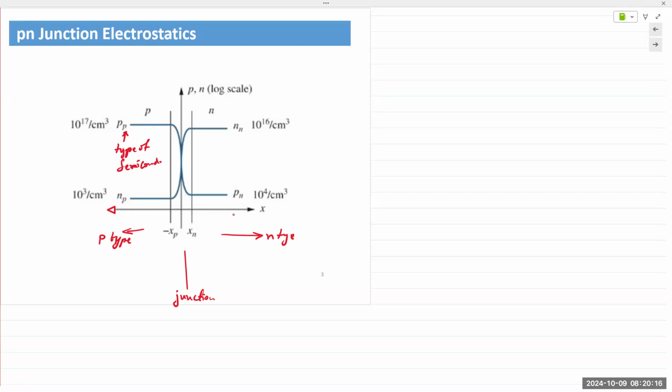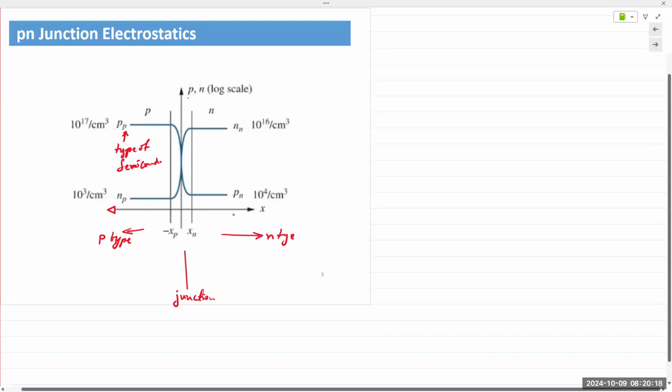And again, you can see we illustrate the number of holes and electrons, charge carriers, or carriers for short. 10 raised to 17 atoms per centimeter cube. The number of electrons is 10 raised to 3, 10,000 atoms per centimeter cube.